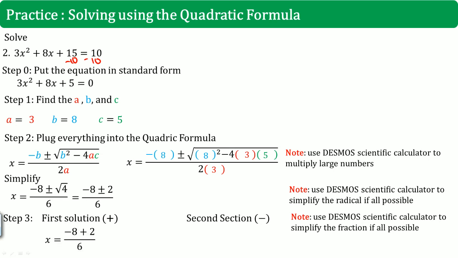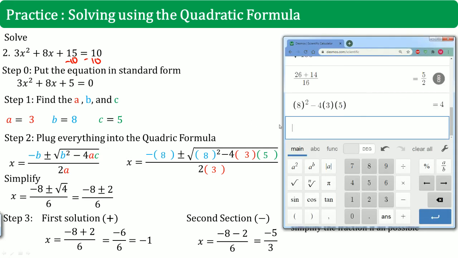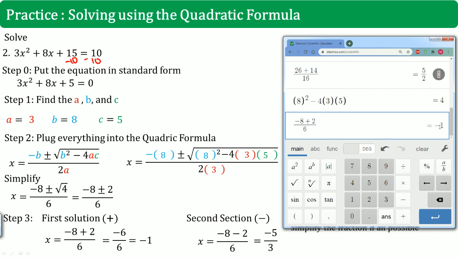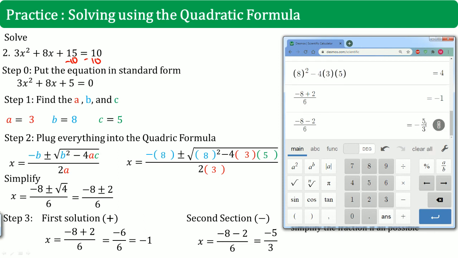Your two solutions are x is equal to negative 8 plus 2 divided by 6. Your second solution is x is equal to negative 8 minus 2 divided by 6. The first one, once you plug it in, you should get a negative 1. Let me show you. The first one was negative 8 plus 2 divided by 6. That got you negative 1. And then the second one was when we subtract. That got us negative 1.6666. Convert it, and it gets you negative 5 thirds.